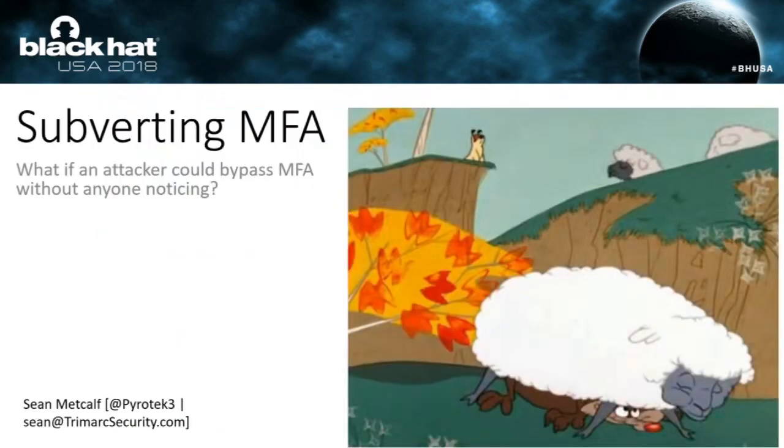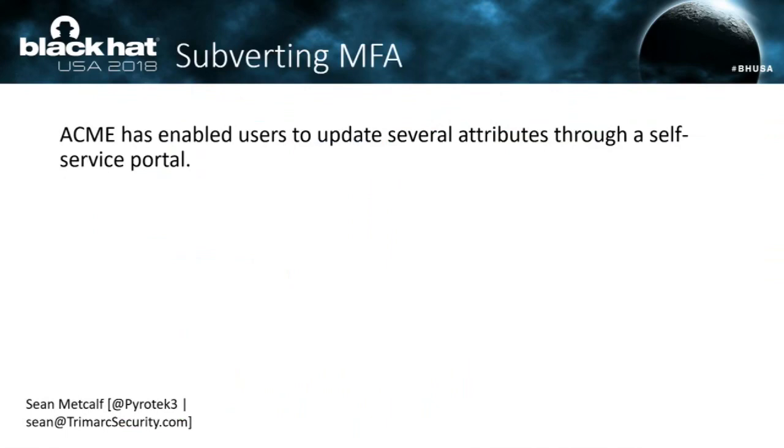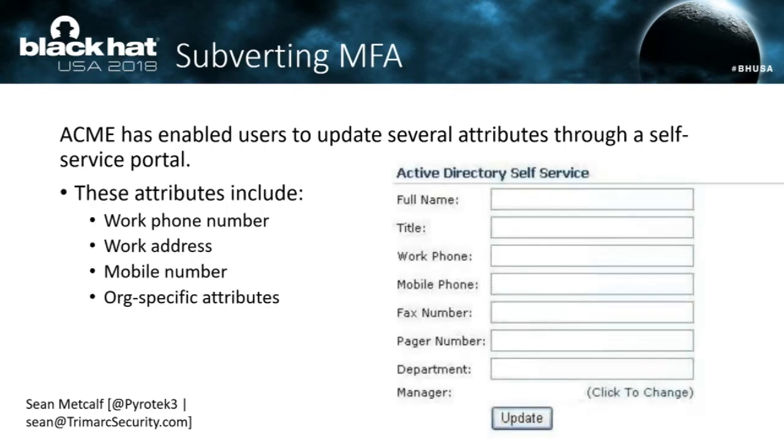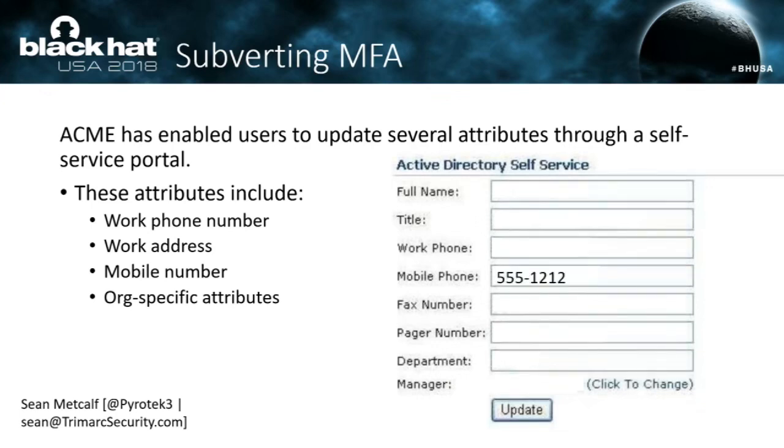So what if there was a way that an attacker could actually subvert the MFA system? So here's a scenario that I'm going to put together. We have this fictional company called Acme. And Acme has a self-service portal where users can go in and manage their own attributes. These are some standard attributes like work phone number, work address, mobile number, etc. So pretty standard. A lot of organizations have this configured. Attributes may vary. So let's say that our admin, Luke Skywalker, has a user account and an admin account because he's a smart guy. And so he has his mobile number set up in here on his user account.